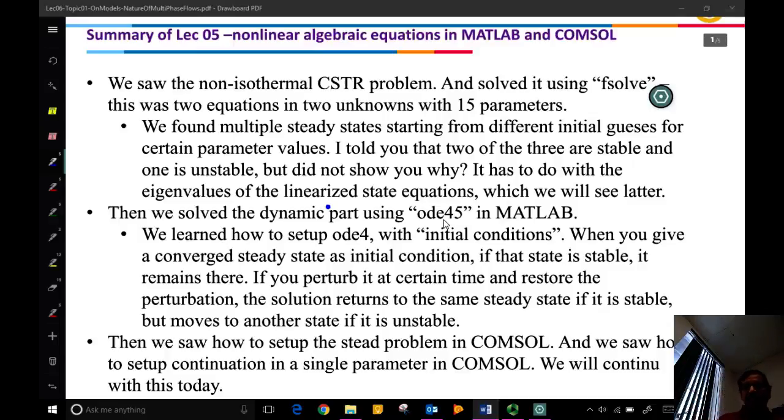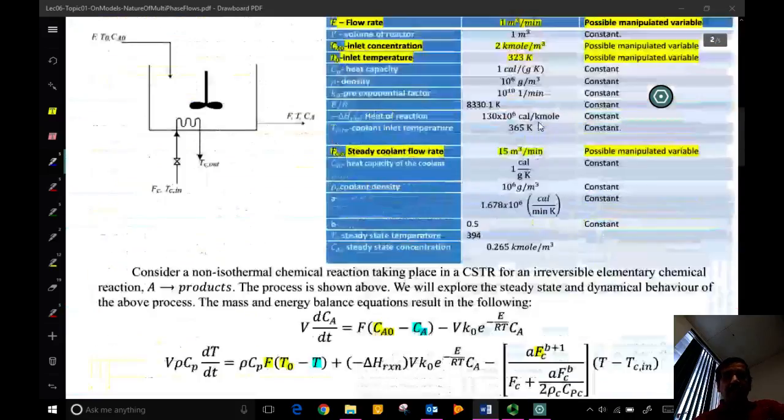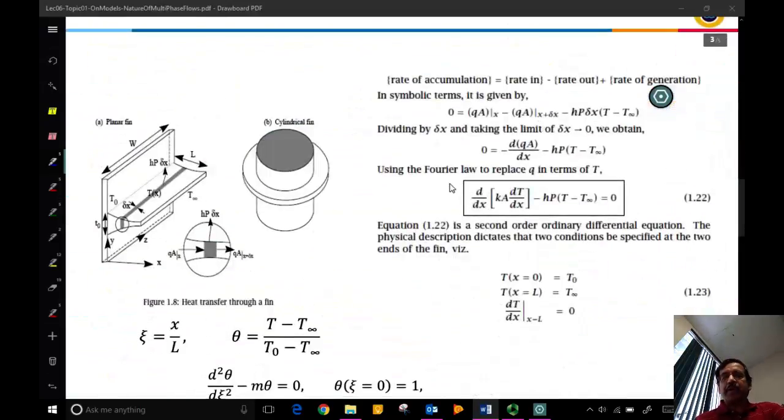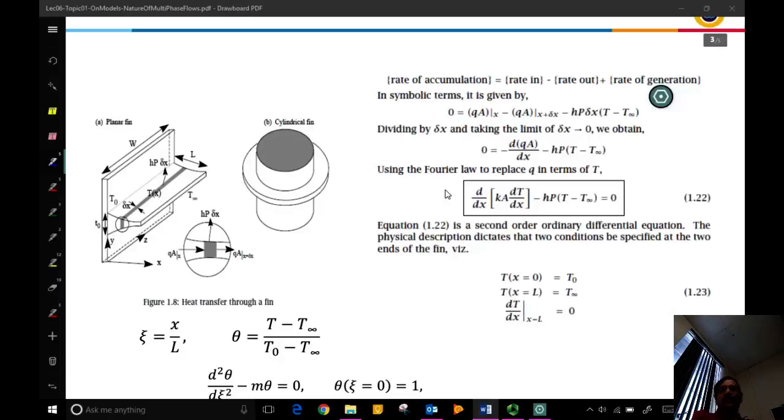And we saw the same problem under steady state condition in COMSOL. And today what I'm going to do, this is the problem that we studied. I'm going to talk about the next problem, which is heat transfer from a fin. It's a fairly simple problem.